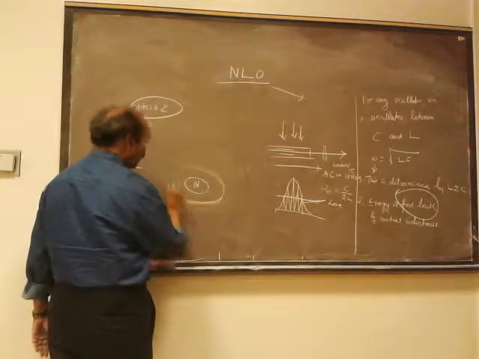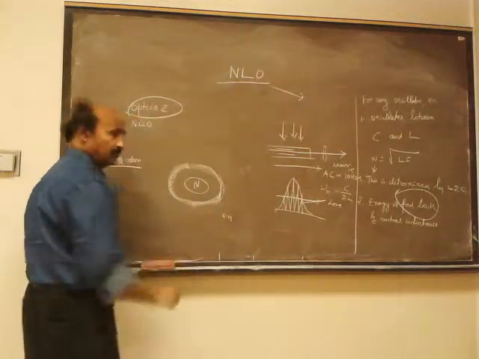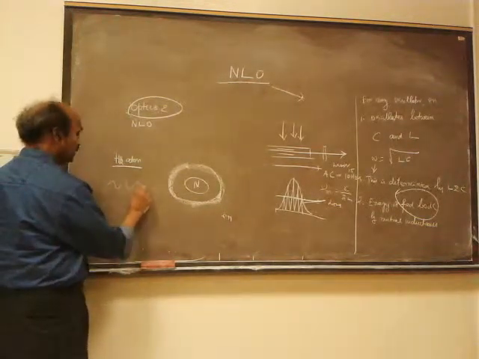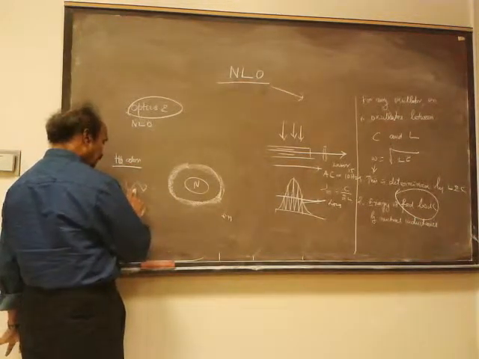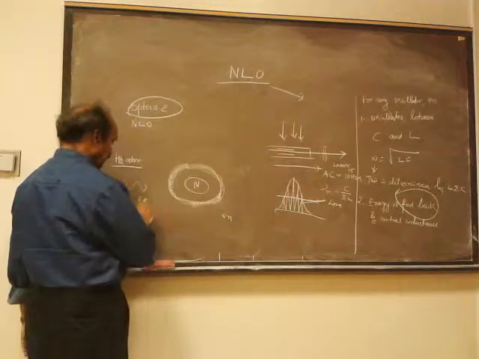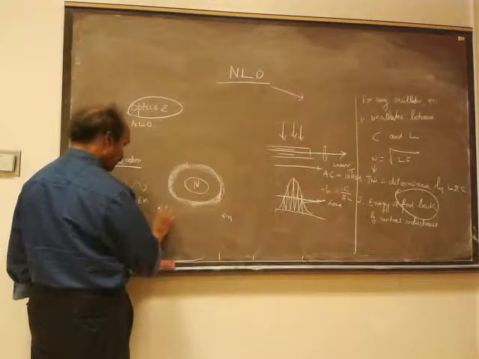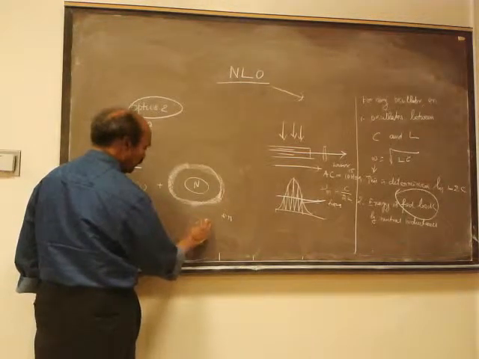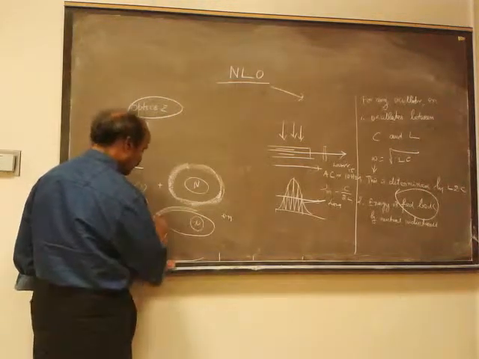This is the cloud of electron. Then when I shine light, the light has an electric vector and a magnetic vector. It is the electric vector which will have a strong influence on this one. When this field becomes positive, look at this one, this is the nucleus, the electron will go like this. It will get distorted like this.